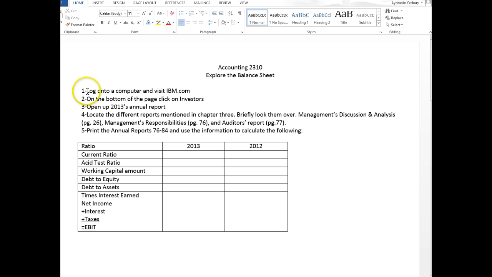What I'm going to show you is we're going to log on to IBM, drop down, and on the bottom of the page, click on Investors to find Investor Relations info, open up their annual report, and look at some things that we studied in the chapter. Then we're going to have you save that annual report, hopefully to a computer, the whole thing, so we can use it all semester, and then print pages 76 through 84 so you can use it to calculate some information and follow along with this video.